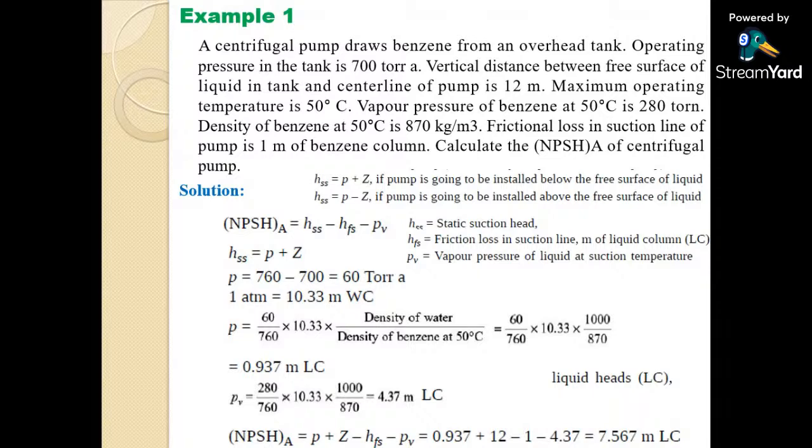So first of all, while solving this numerical, we have decided what we need to calculate, and after that one by one each parameter is to be evaluated from the equation we are undertaking to get our answer. So the first equation is to be written always. What is the objective of the problem? The objective is to get the value of NPSS. So I am going to write the first equation as NPSS is equal to HSS minus HFS minus PV. So that is our first equation.